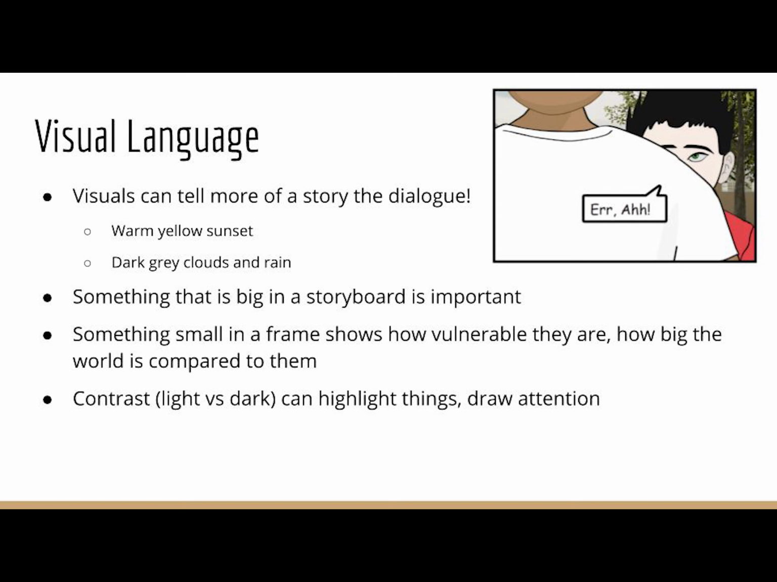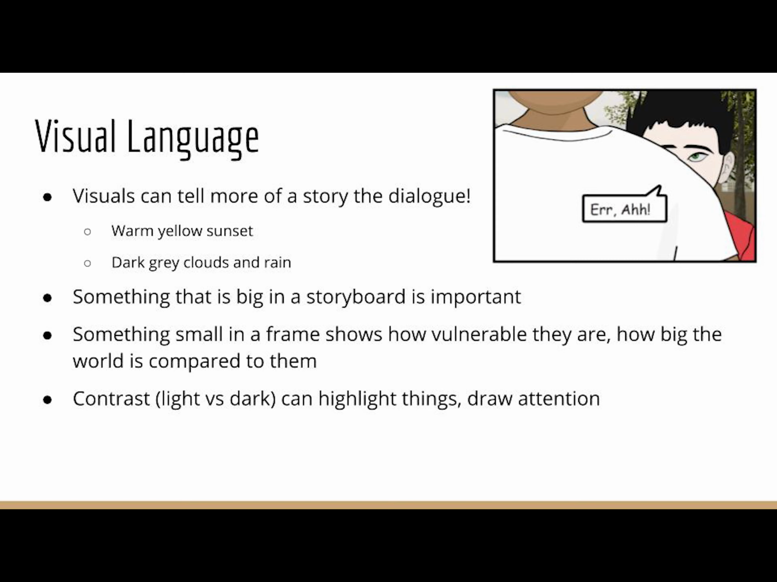And there's things like colours. If you've got a warm yellow sunset, that can feel happy. Dark grey clouds and rain is when people are sad and so forth. There are aspects like if something is big in a picture, then it's probably important. Something small shows you how vulnerable they are. The contrast of light and dark can help highlight and draw attention, so the lighting is important. So there's a whole lot of aspects to visual language that can really impact the person's understanding.